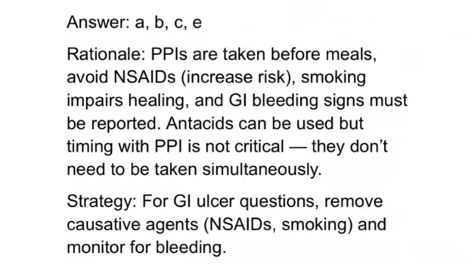Rationale: PPIs are taken before meals, avoid NSAIDs, which increase risk, smoking impairs healing, and GI bleeding signs must be reported. Antacids can be used but timing with PPI is not critical; they don't need to be taken simultaneously. Strategy: for GI ulcer questions, remove causative agents, NSAIDs, smoking, and monitor for bleeding.